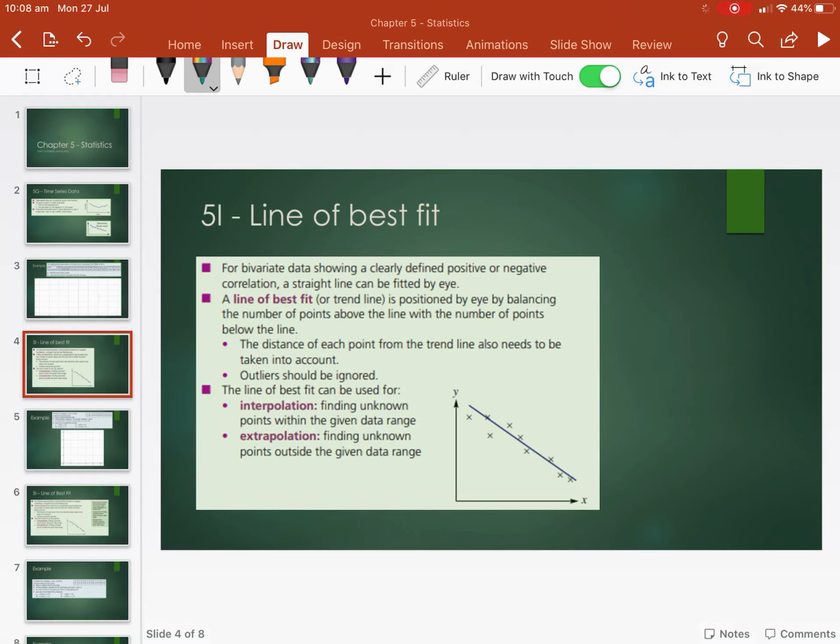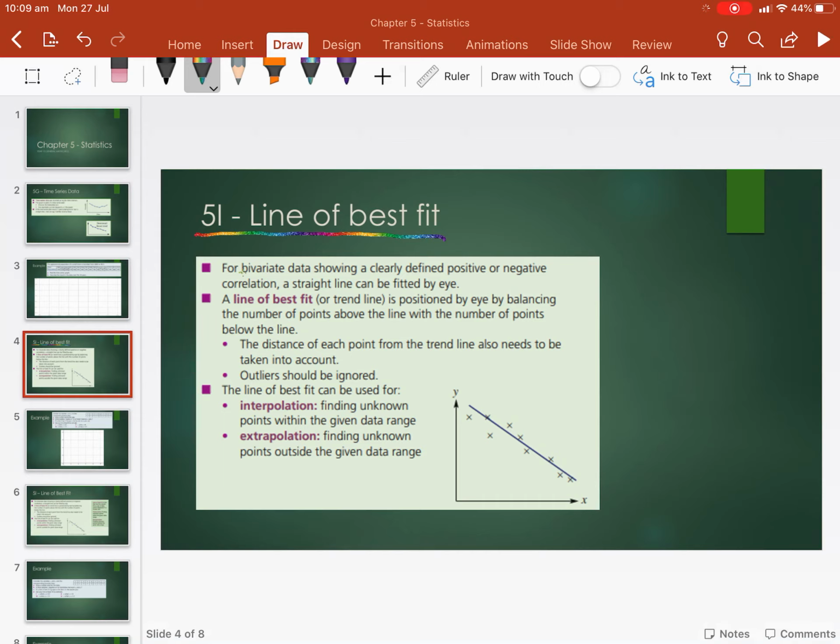Hi Year 10s. So this is our last chapter for statistics that we need to go through. It's 5I called Line of Best Fit. Now I'm not going to go into a huge slideshow, so I'm sorry if it's a bit hard to see, but I need to use this because we're going to need to use a ruler. Okay, so 5I, Line of Best Fit.